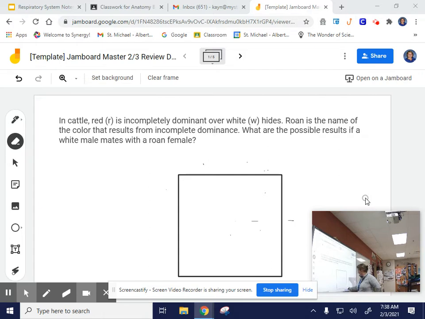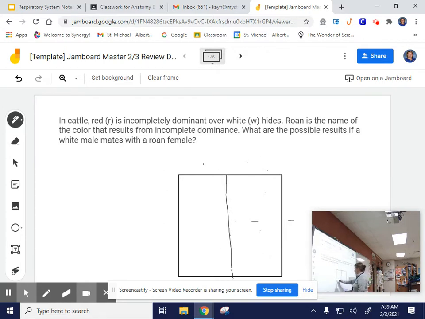It says in here that in cattle, red is incompletely dominant with white. And so the name of an individual that has one allele for red and one allele for white is called roan. It's a mixed color that results from incomplete dominance. So this question is asking, what are the results if a white male mates with a roan female?